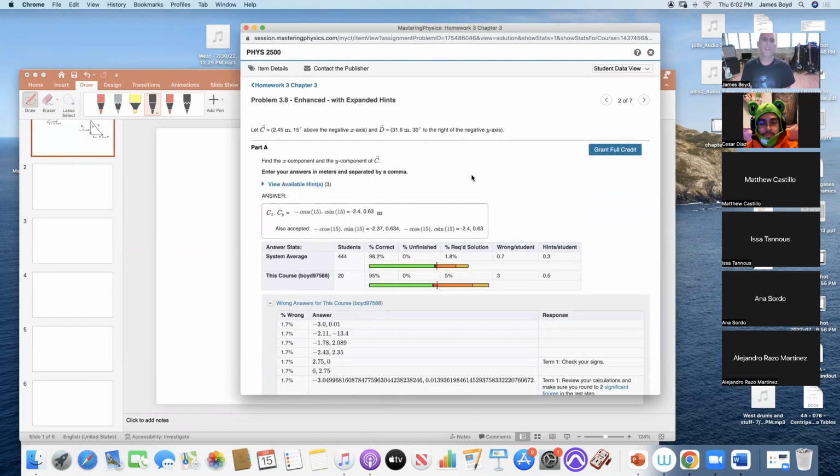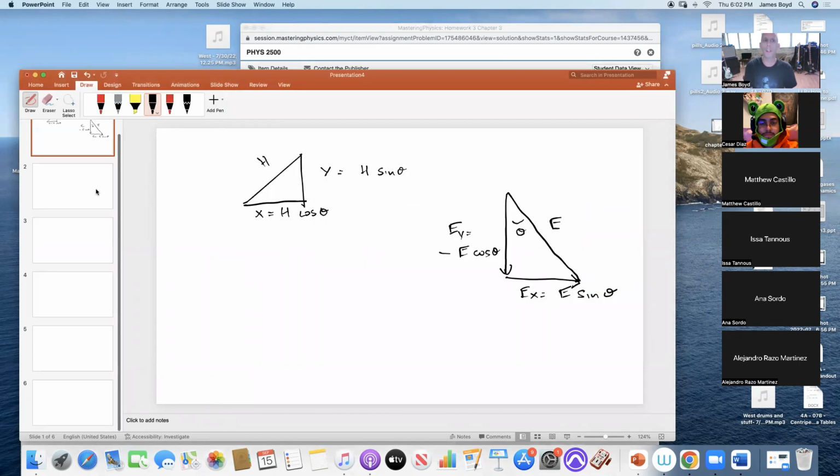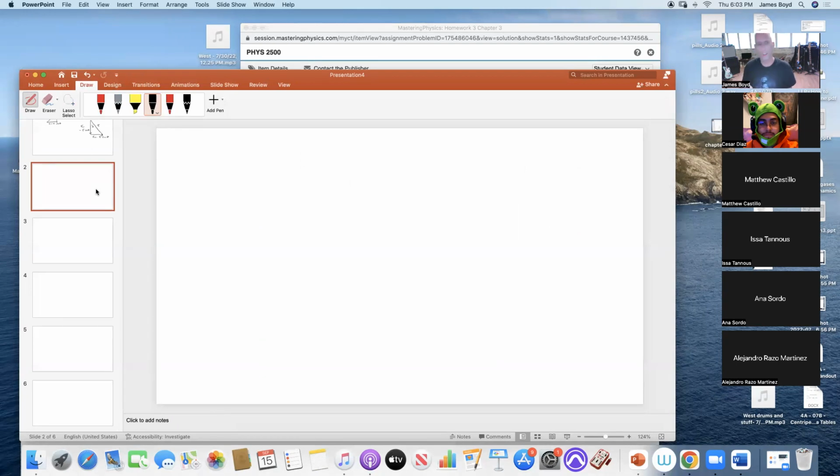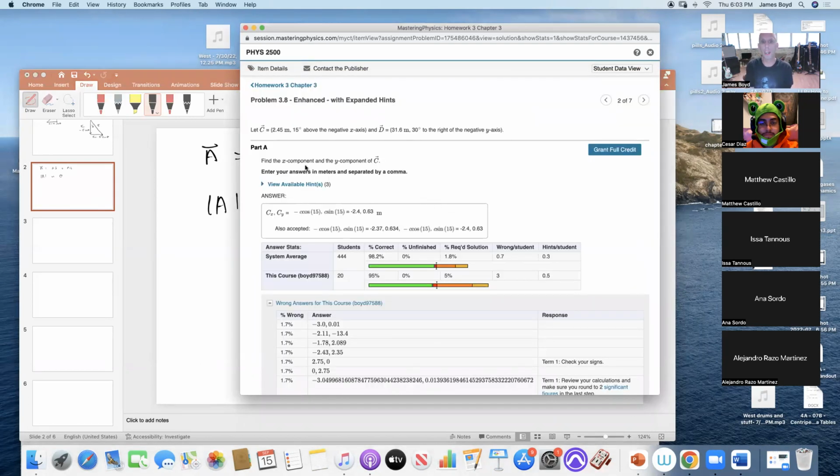So now we're given 2 vectors, C and D. The thing you need to remember is there are multiple ways to write a vector. Let's say a vector A. We could write this vector as its X components and its Y components and its Z and however many else. We could write it as a magnitude at some angle to some axis, which is what they've done here. So what we need to do is find the X and Y components of vector C.